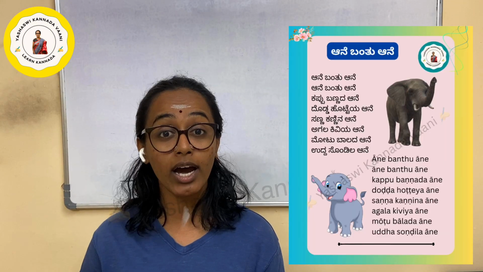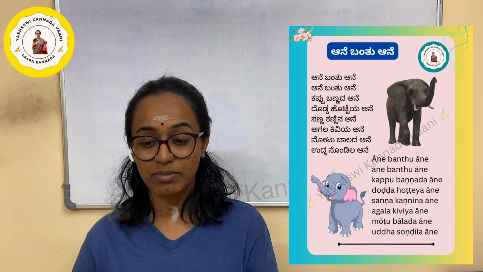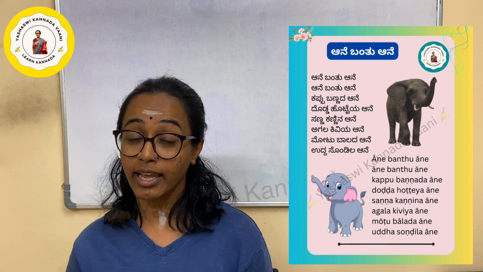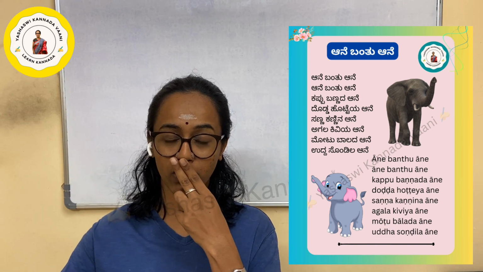Let's start with today's rhyme. ಇವತ್ತಿನ rhymes ಯಾವುದು? ಆನೆ ಬಂತು ಆನೆ. ಆನೆ ಅಂದ್ರೆ elephant, ಆನೆ ಬಂತು the elephant came. Let's start with the rhymes. ಆನೆ ಬಂತು ಆನೆ, ಆನೆ ಬಂತು ಆನೆ. So two times you need to repeat.